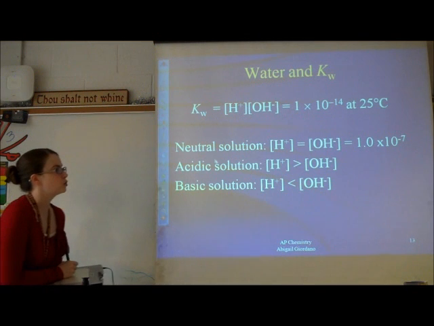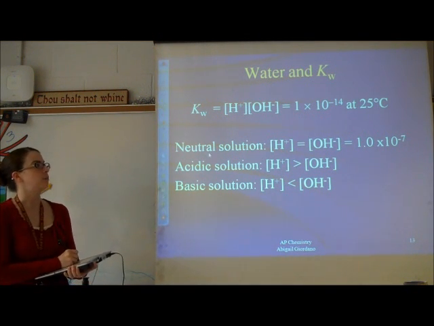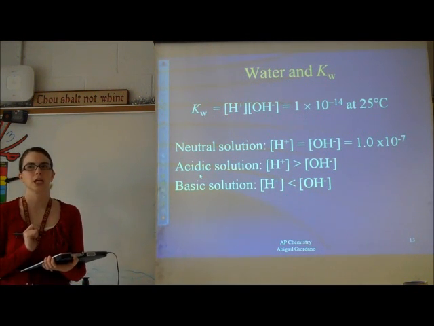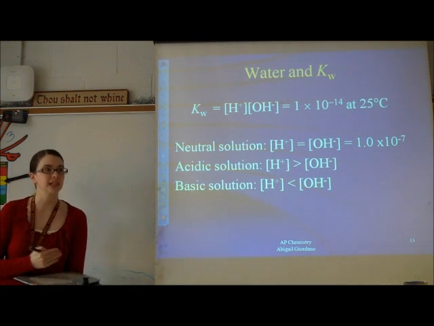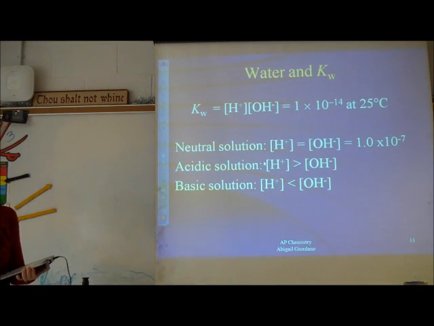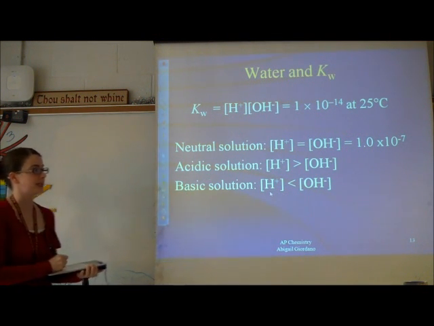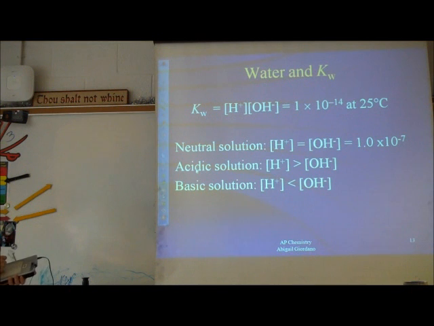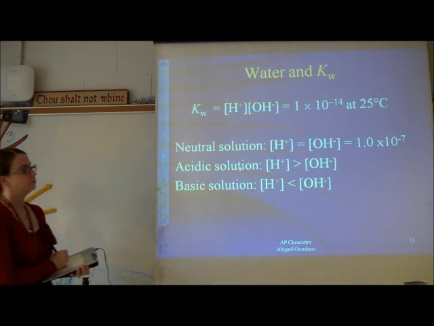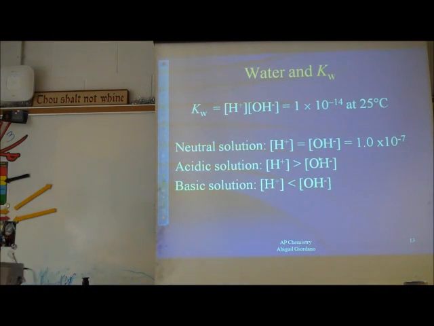What it means to be acidic, and by the way, what kind of pHs are acidic? Below 7. Yeah, less than 7. All that means is that the concentration of hydrogen ion is greater than hydroxide. And vice versa for a basic solution. Okay? So I just wanted to make sure you were aware of that situation.